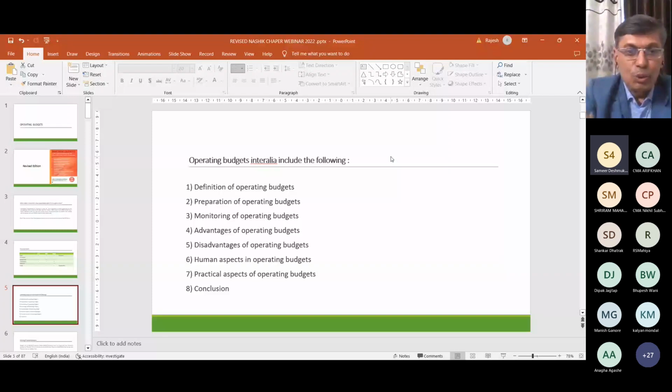Then what advantages does the operating budget offer? Naturally, every coin has two sides, so disadvantages are also there. Then we will also go through what human aspects are involved in operating budgets. Then, in real life, what practical aspects are involved in operating budgets, and naturally it will sum up with the conclusion.